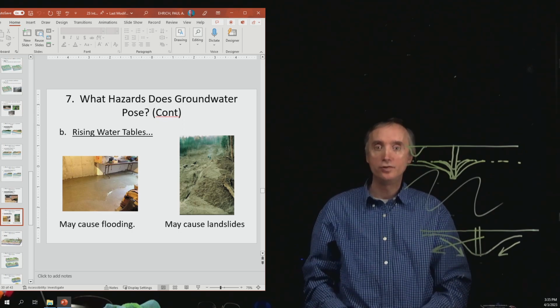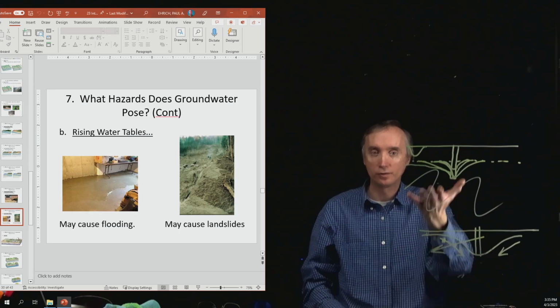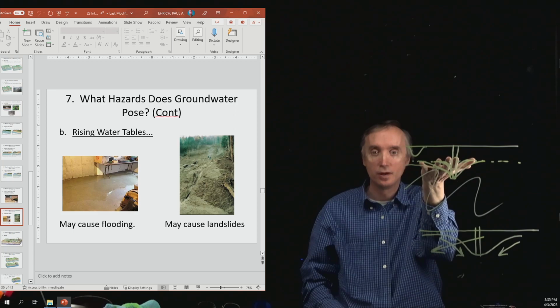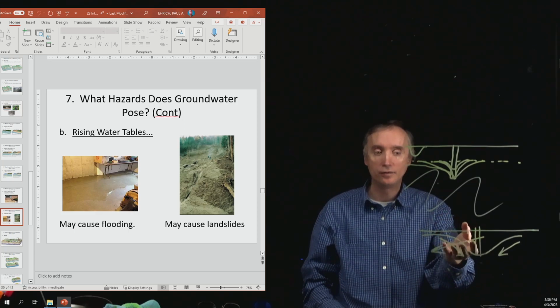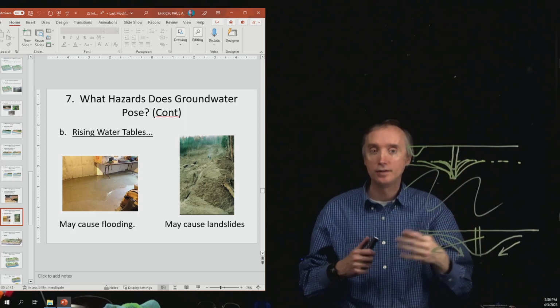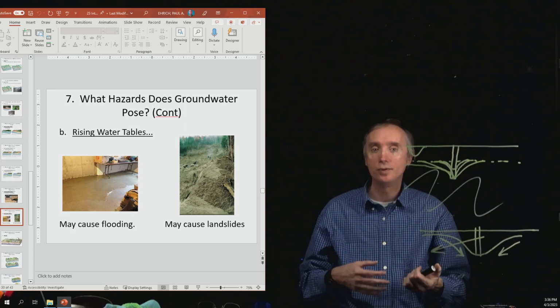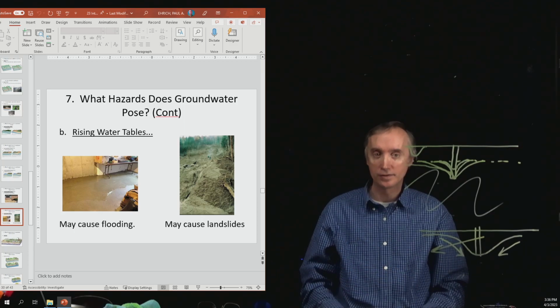Okay, what do rising water tables do? So we've talked about the effects when groundwater is being lowered. What happens if it rises? Well, it could rise into your basement. So it could cause basement flooding, for example. Another thing is that if the water table rises and it gets into soil that used to be stable, if it gets wet, it could become unstable. And so this could be a cause for landslides.